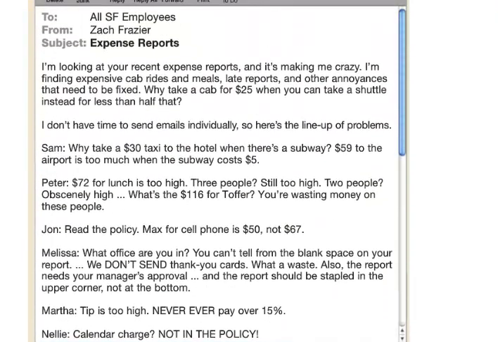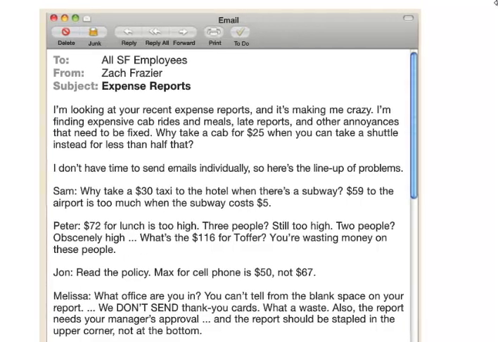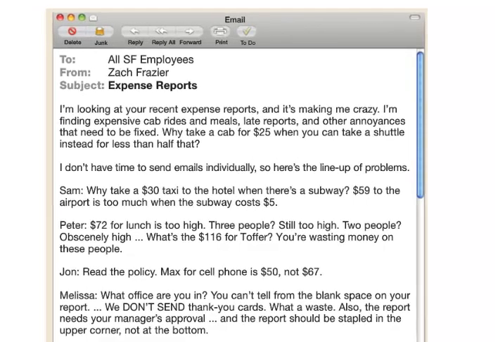The second email really is not that much better. This is about expense reports. And I'm looking at your expense reports, and it's making me crazy. Again, that's an exaggeration, and it's not literally making him crazy, hopefully. It's a little hyperbole. It's the sort of thing that is maybe appropriate when you're talking informally, but not really appropriate in a business communication.